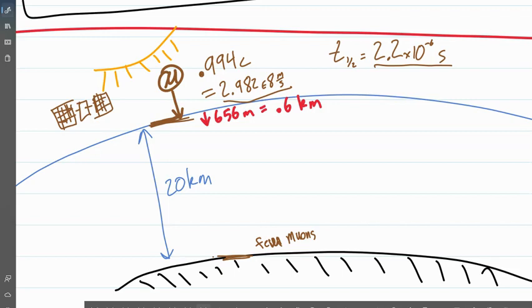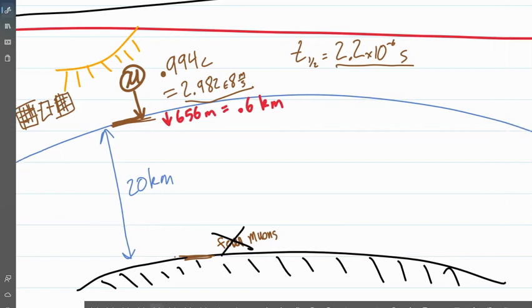But what we see is that's actually just not true. We see a lot more muons observed at the Earth's surface than that. So it's not few muons. We actually get a good chunk of muons. Okay, so how does this happen?